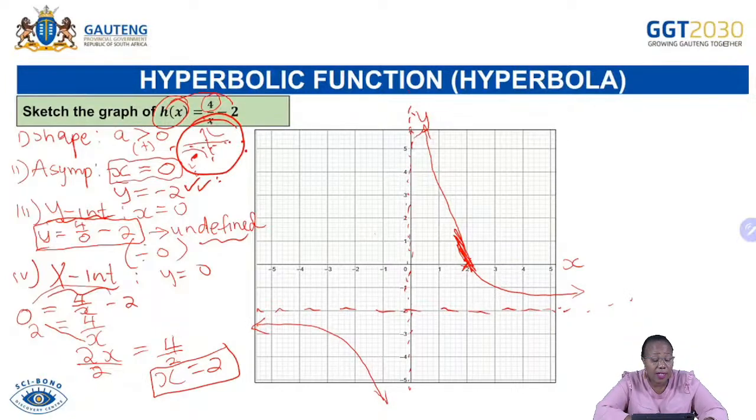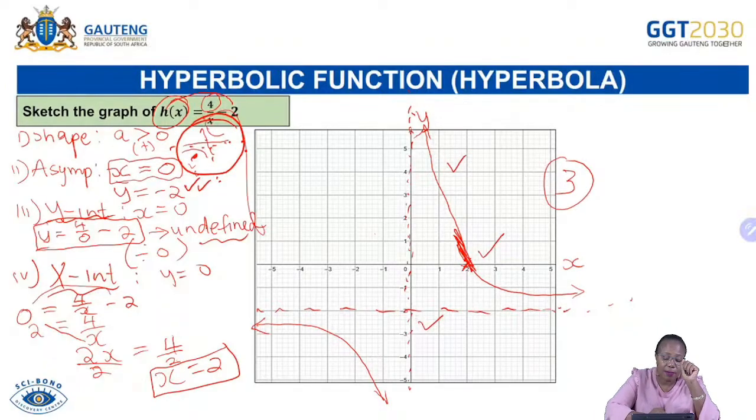Okay, so that is the graph we are expecting from you. The first mark will be for the correct asymptote. The second mark for the intercept, which is the x-intercept. The third mark will be for the shape. That means on your sketch only, you collect 3 marks.